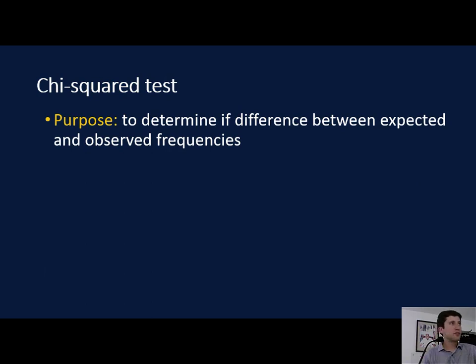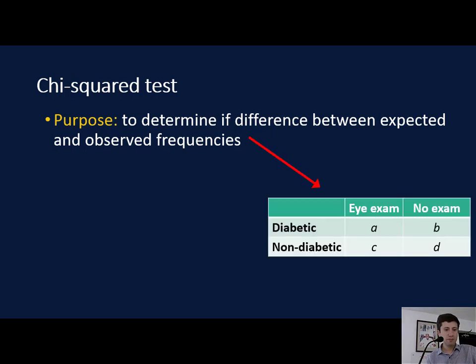So another test that you frequently encounter, probably the other most commonly encountered test, is the chi-squared test. The chi-squared test tells us if there's a difference between expected and observed frequencies. So for example, we want to know if there's a difference in eye examination rates between diabetics and non-diabetics. The classic way to set up your data for analysis in a chi-squared test is with what we call a 2x2 table, right? 2 by 2. In the 2x2 table, we're going to enter counts. So we have A number of diabetics who got an eye exam. We have B number who didn't, and the same is true for non-diabetics, C and D.